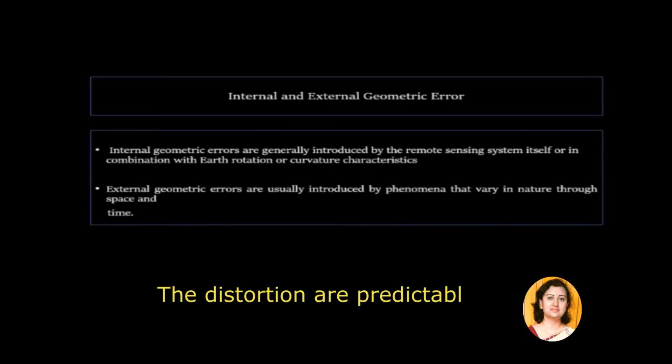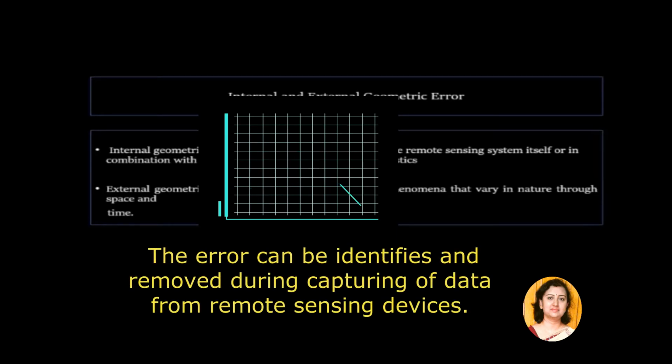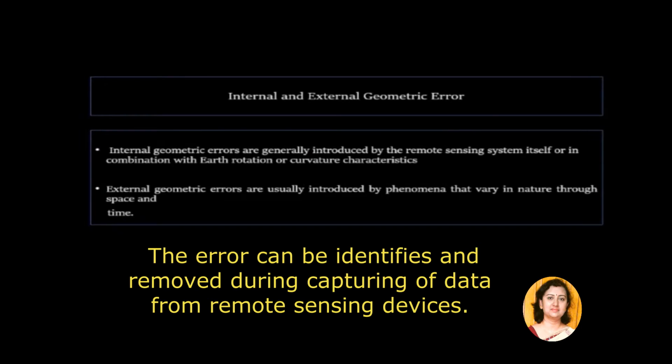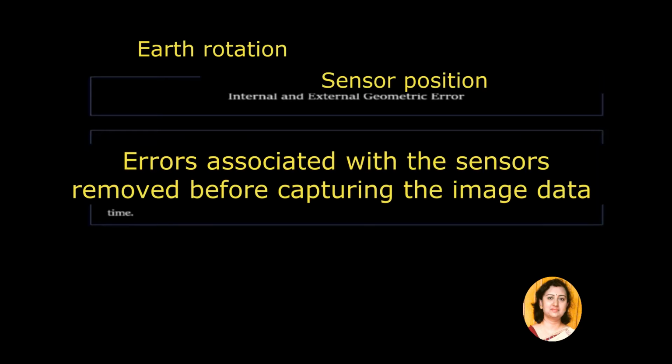What does this mean? This means that these distortions are mostly predictable, and these errors can be identified and then corrected during the in-flight platform operations, like information about the geometric characteristics of the sensor system and the Earth at the time of data acquisition. So this kind of information, the distortion that is generated due to these kinds of characteristics, can be very easily corrected.